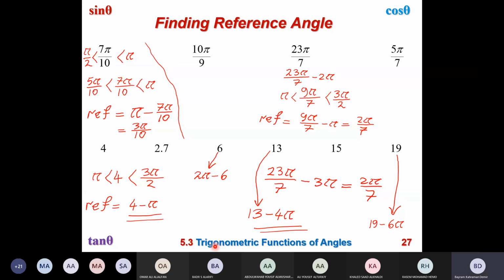So if you look at this 6, Shabab, well, 6 is less than 2 pi, of course. 2 pi will be 6 and something. So it is less than 2 pi, so it is in the quadrant 4, of course. So in the quadrant 4, you need to subtract: 2 pi minus 6 will be the reference of the 6 radian. 2 pi minus 6.